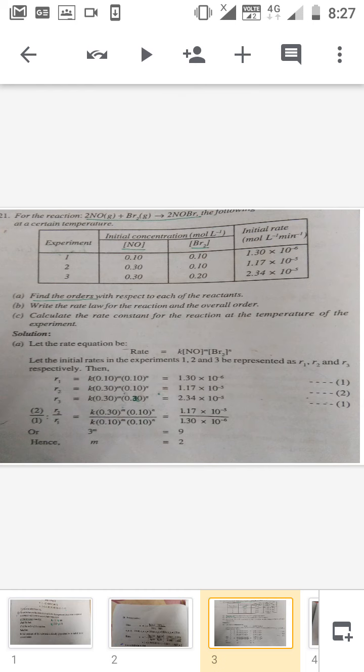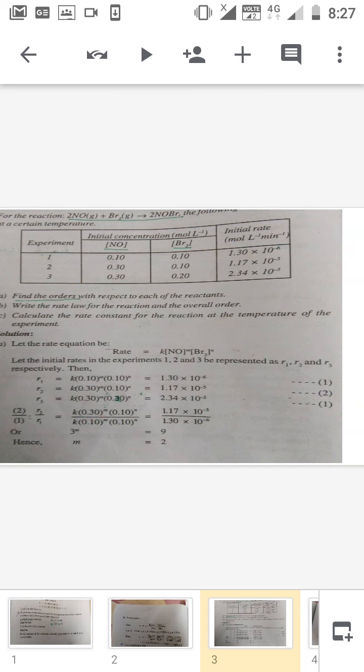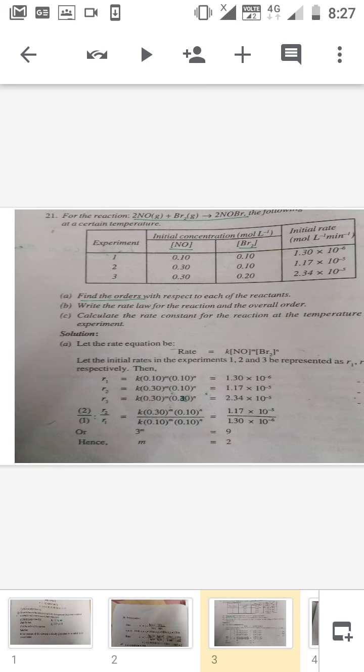See here, in the experiment, the reactants are NO and Br2. They are given the concentrations of NO and Br2 in experiments 1, 2 and 3, and also they are given the rate value. So this is another method for finding out the order, that is the Van't Hoff method. The Van't Hoff method is R2 by R1 equal to K into concentration to the power m into concentration of the next reactant to the power n. That is the Van't Hoff method.